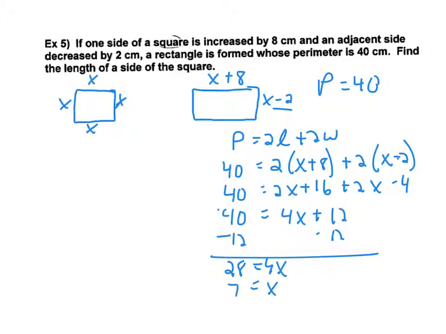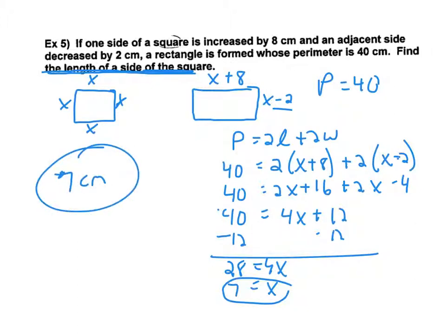So I know that it says find the length of the side of the square, so you always want to know what it's asking. So this one is only asking for what x is, the side of the square. So I know that the side of the square is 7 centimeters, and that would be it.